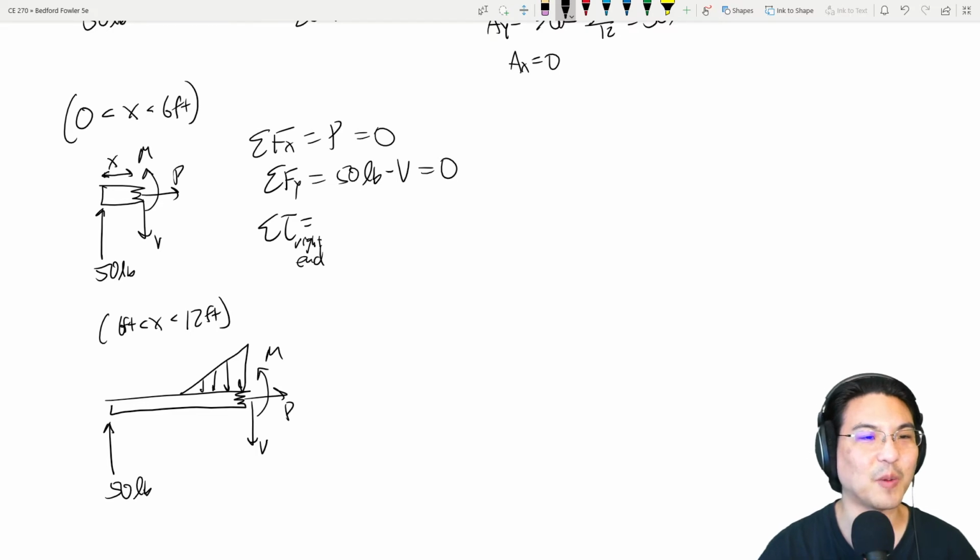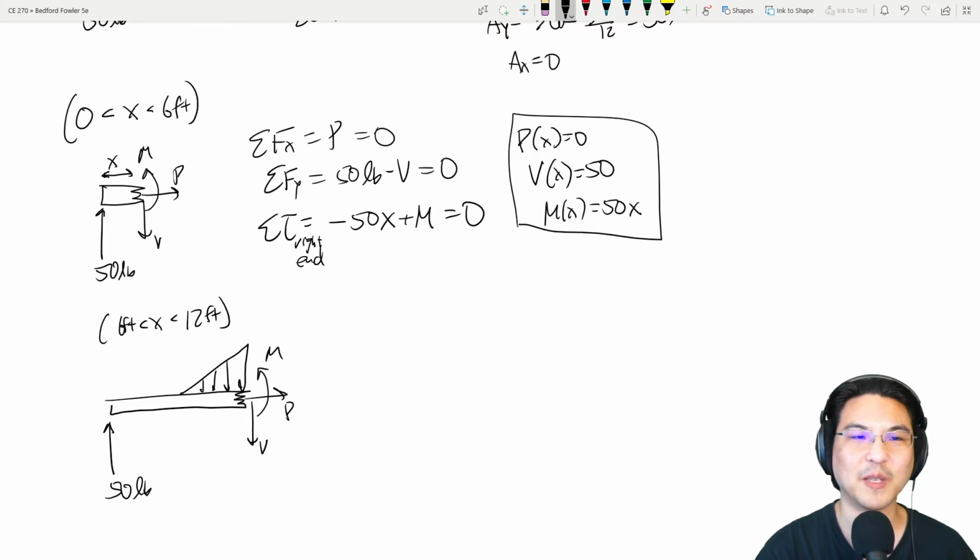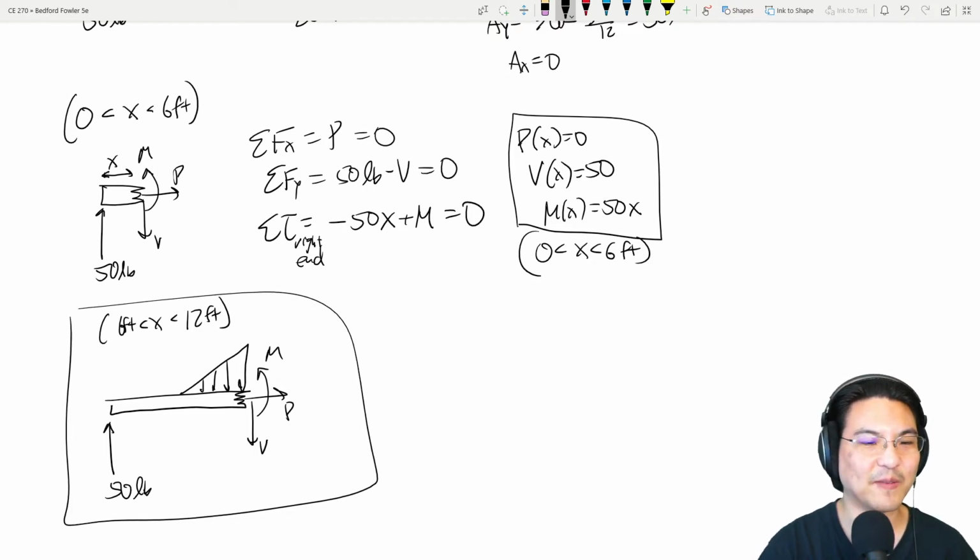Because I'm cutting it at some arbitrary x. So the torque about the right end by this force would be in the negative direction. Okay, and then there's the couple. And here we go. So the axial force is 0. The shear is 50. The bending moment is 50x. And this is for x between 0 and 6 feet. Okay, now the rest of it.